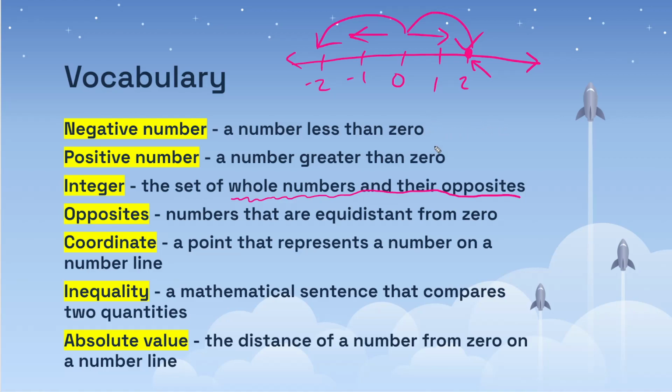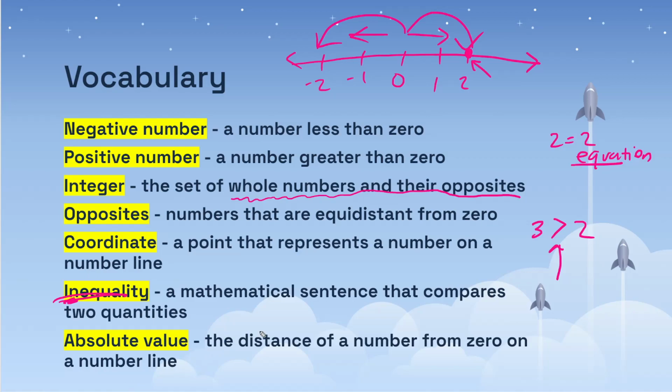An inequality is a math sentence that compares two quantities. So for example, if I have a quantity like 3 and a quantity like 2, well, 3 is bigger than 2. This is an inequality. Okay, this is an equation. Equal. Inequality, not equal. That's what "in" means.